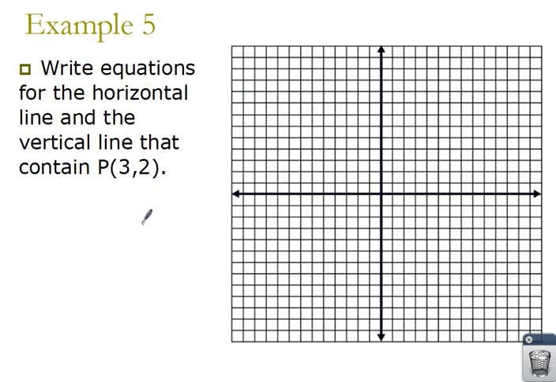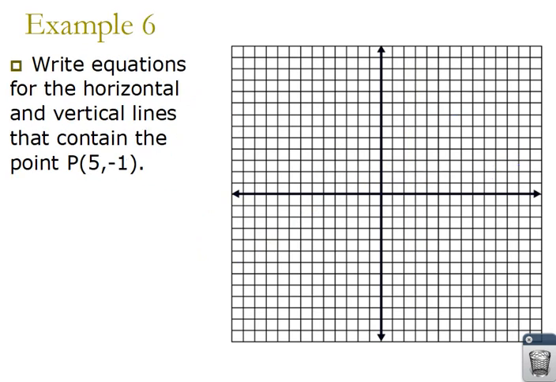Alright, I want the equation for the horizontal and the vertical line that contain the point P, which is (3, 2). So the horizontal line goes this way. That is y equals 2. And then the vertical line goes this way. This is x equals 3. So those are the equations of the horizontal and vertical lines that go through that point.